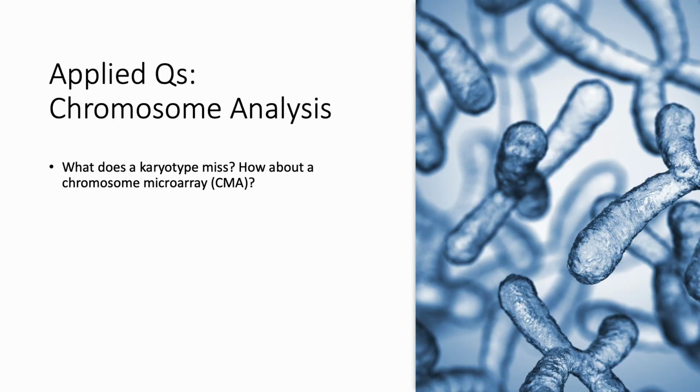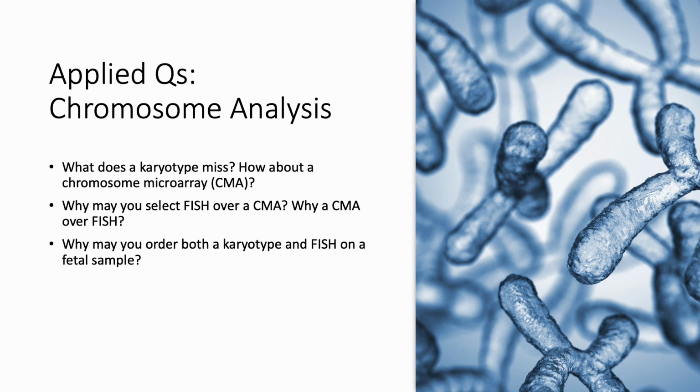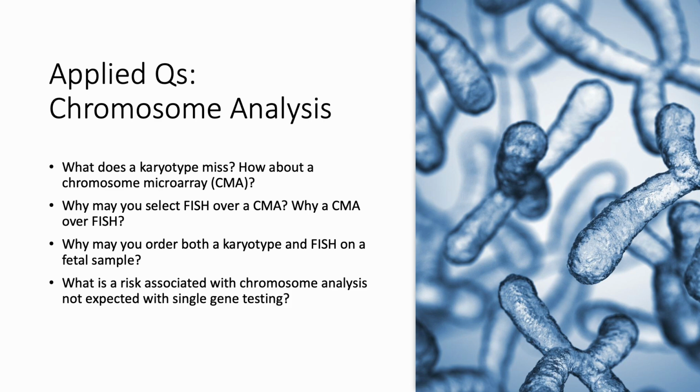As this lecture finishes up, some applied questions that I want you to be considering are, what does a karyotype miss? How about a CMA? Why may you select FISH over a CMA or chromosomal microarray? Why a CMA over FISH? Why may you order both a karyotype and FISH on a fetal sample? And what is a risk associated with chromosome analysis, not expected with single gene testing?